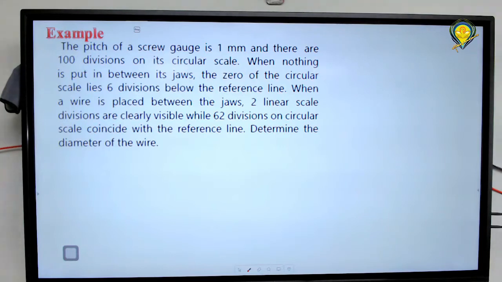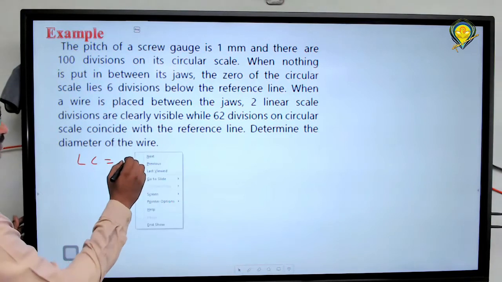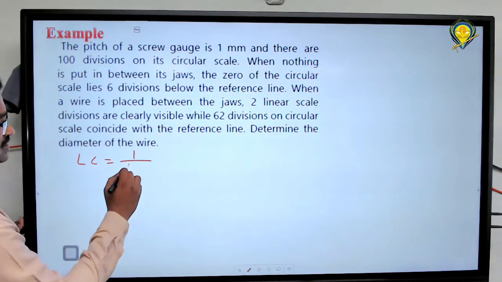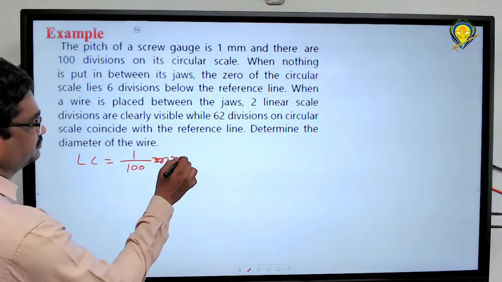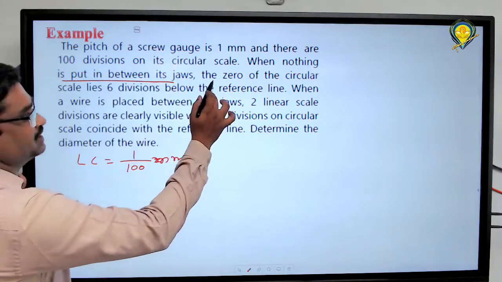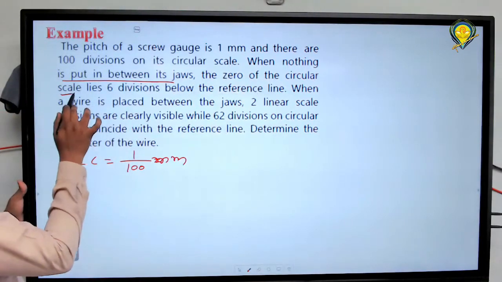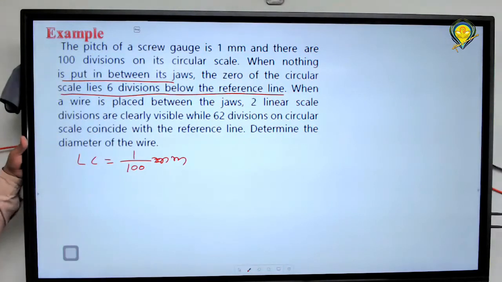So which of these screw gauge is given as 1 mm and there are 100 divisions. Then least count is how much? 1 by 100. So least count is given as pitch of the screw 1 mm when number of divisions are 100. So that equal to 1 by 100 mm. Next, when nothing is put in between the jaws, the zero of the circular scale lies 6 divisions below the reference line. 6 divisions below the reference line.